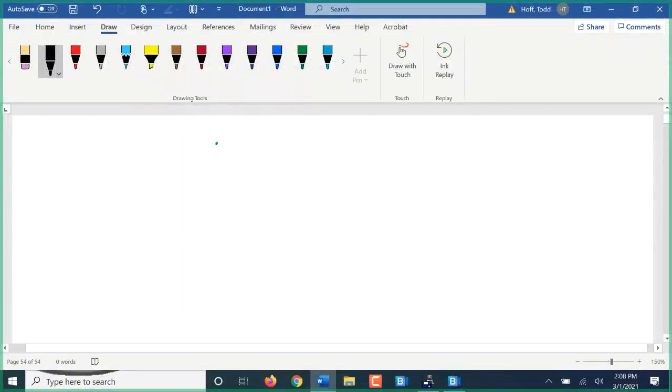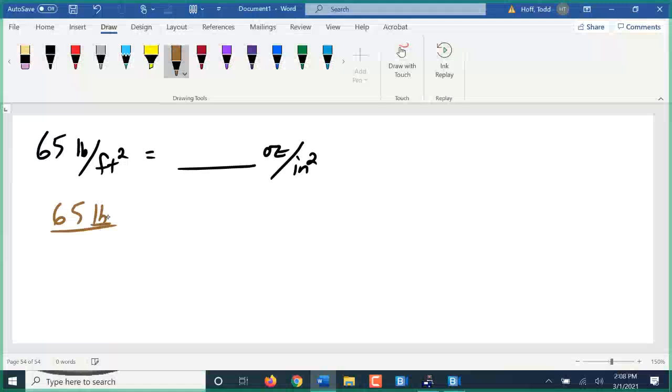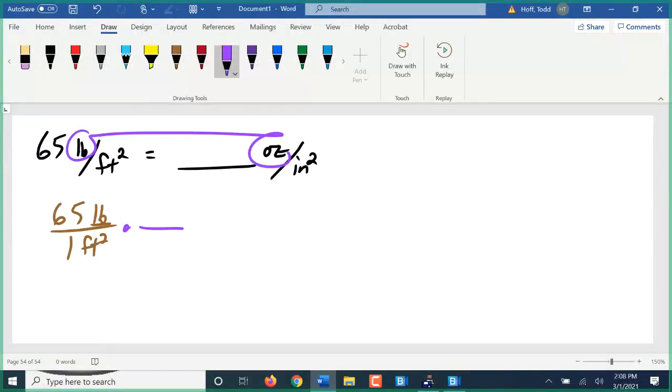Well, we also have things like 65 pounds per square foot. And I might want to convert that into ounces per square inch. So our conversions are going to be the same. We start out as 65 pounds over 1 square foot. We have to get rid of pounds. Pounds need to become ounces. So we're going to put pounds on bottom, ounces on top. And our relationship there is 1 pound equals 16 ounces.